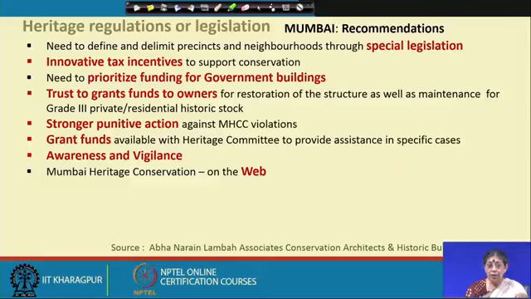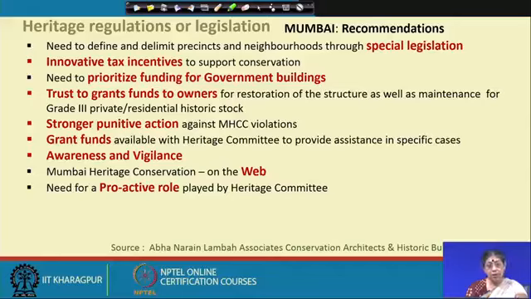So, awareness information should be made available on the web, and there is a need for a proactive role played by the heritage committee. The heritage committee has a lot of role to play.